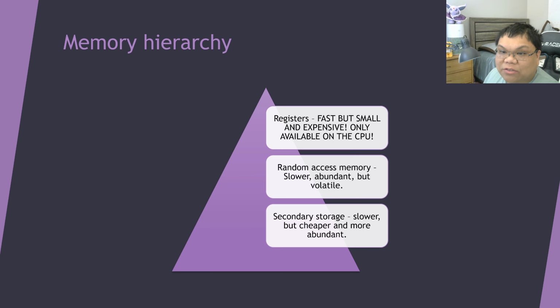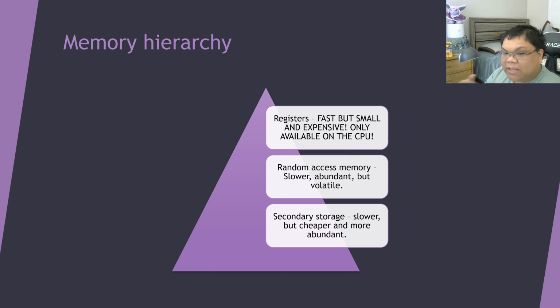What doesn't get lost when it's powered off is whatever is stored in secondary storage. So anything that you store on a hard drive is gonna persist even when you turn off the machine. However, secondary storage is even slower than random access memory. So when it comes to the CPU trying to access data, registers are going to be the fastest. And then after that, it's going to try to access random access memory, which is slower.